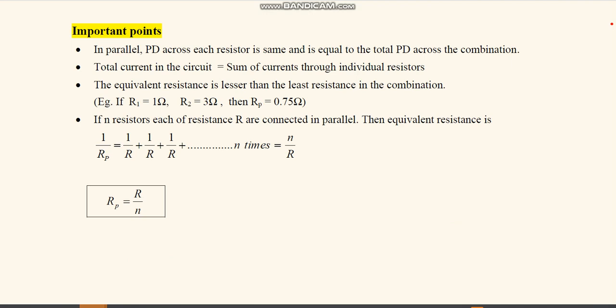The first point is that in a parallel combination, the potential difference across each resistor remains the same and it is equal to the total potential difference applied across the combination.